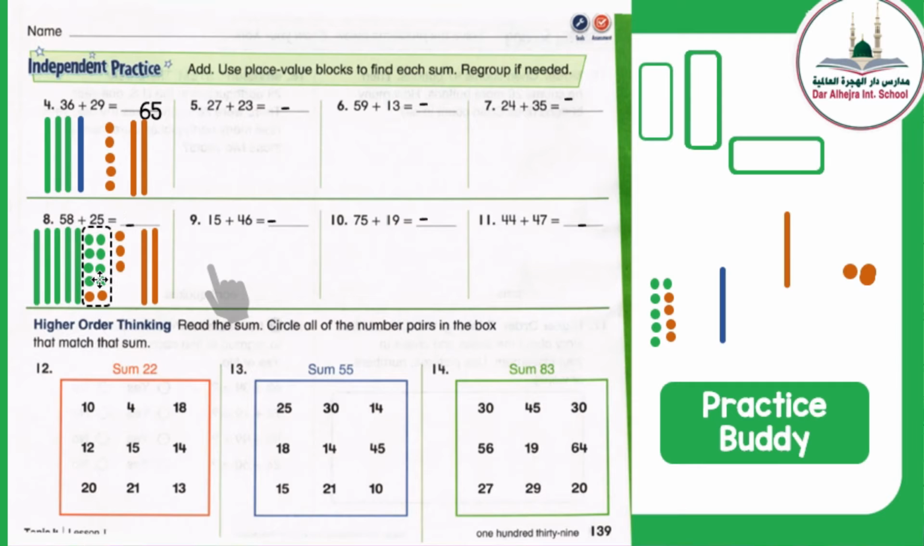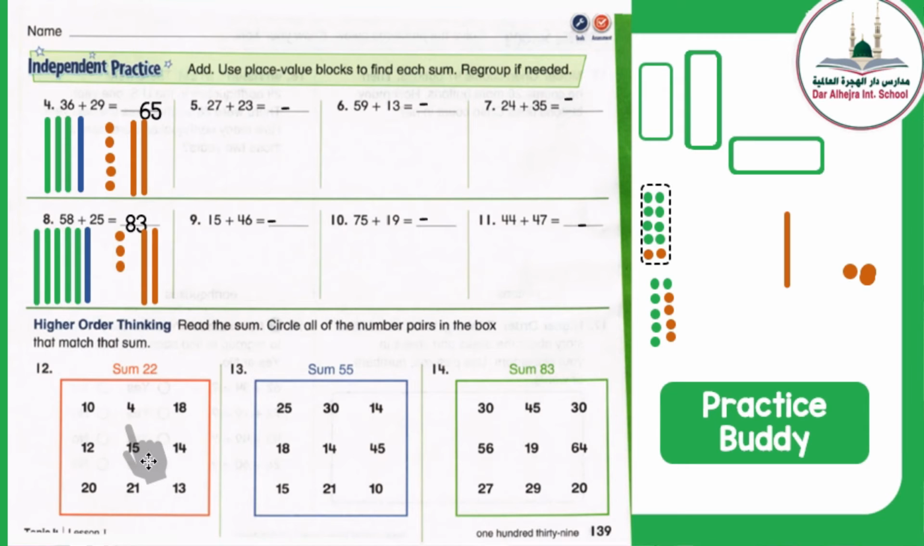Here I'm going to grab this group of 10. I'll put it away. Instead I'll take a 10. Now I have got how many tens? 1, 2, 3, 4, 5, 6, 7, 8 tens and 3 ones. So my answer is 83. This is how we regroup the ones into a single 10. In the same way you can solve all the other equations.